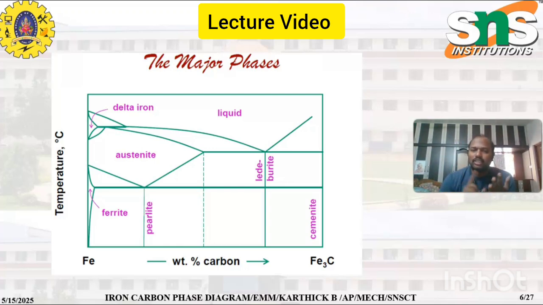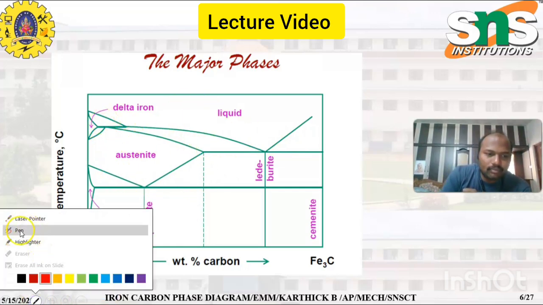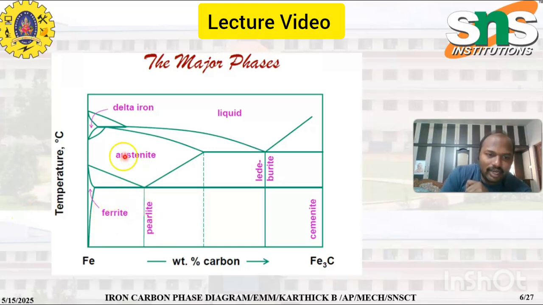The first thing we are going to see is the major phases. Here there are loops that look like an airplane wing or a bird's wing. You can see ferrite, austenite, delta iron, and cementite. Leave the ferrite for a little bit, we will discuss it later. These are the single phases, so they are the major phases. There is no combination for them.